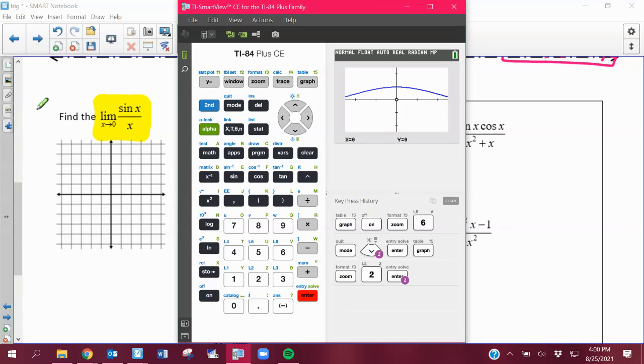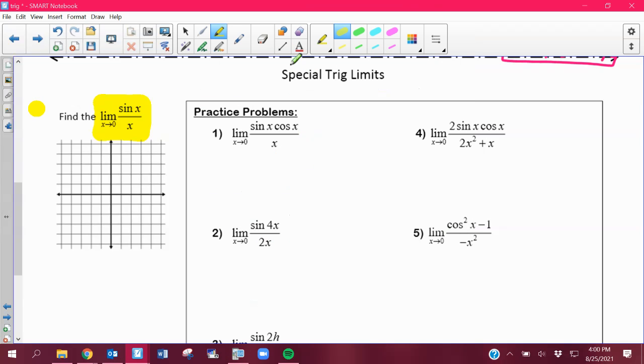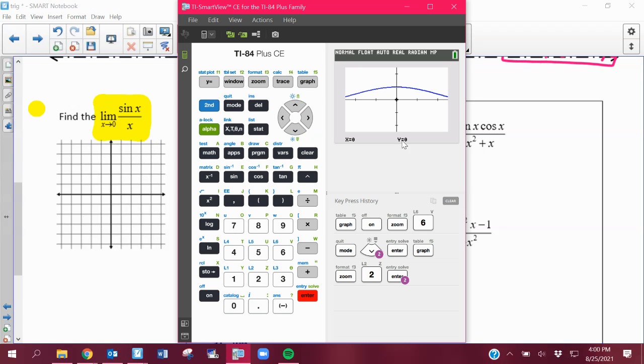If I was trying to plug in 0 into this equation, I would have gotten sine of 0 is 0 over 0. That's a problem. And I don't have any sort of ways to factor that.